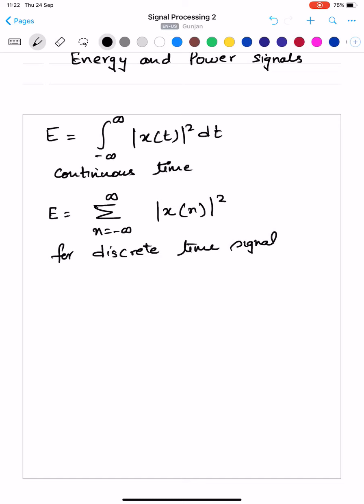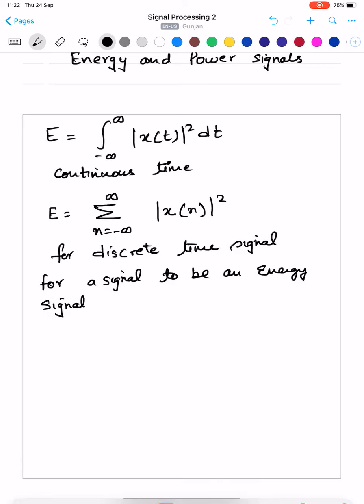Now, for a signal to be an energy signal, it must satisfy this condition, whether it's a continuous time domain signal or a discrete time domain signal: the energy must be finite, or you can say it lies between 0 and infinite. Then it is an energy signal. So let's take an example of it.